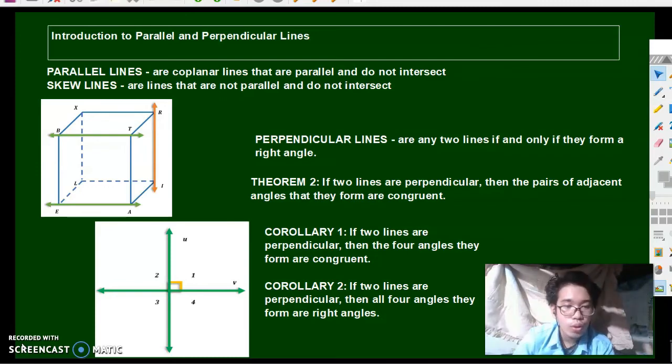Okay, so it follows that if two lines are perpendicular, then the four angles that they form are congruent. So that's corollary number 1. So if two lines are perpendicular, as we can see, that's line U and line V, they are perpendicular, then the four angles that they form, angles 1, 2, 3, and 4, are congruent. And also for corollary number 2, if two lines are perpendicular, then all four angles that they form are right angles. Okay, so that's angle 1, 2, 3, and 4. They all measure 90 degrees.